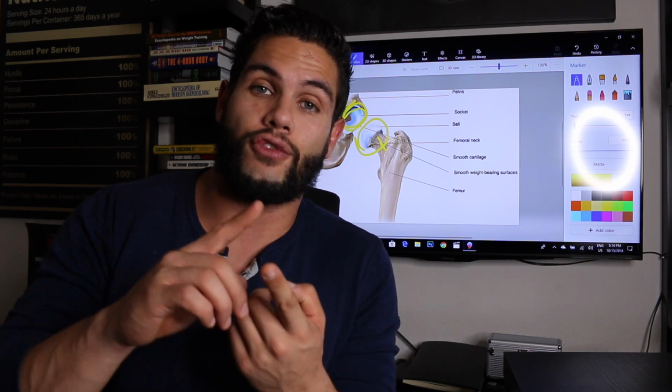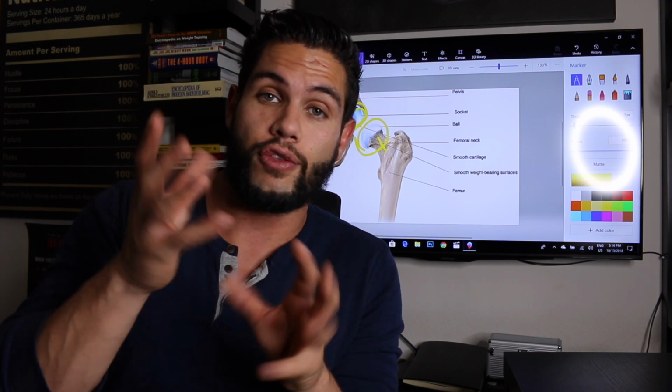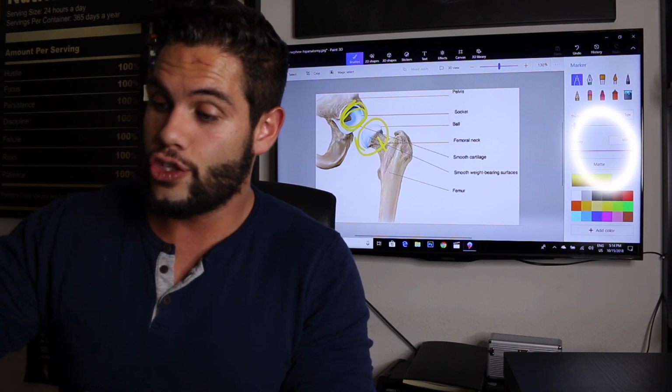So it's going to move in the frontal plane. It's going to move in the sagittal plane. It's going to move in the transverse plane. We're going to get 3 planes of motion in this hip joint, making it a very, very complicated joint, okay?